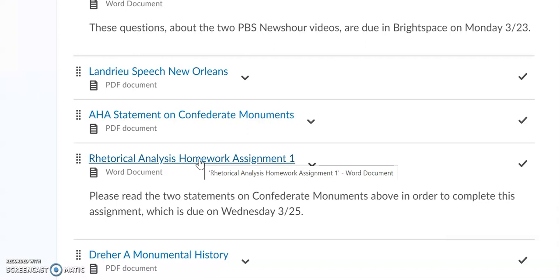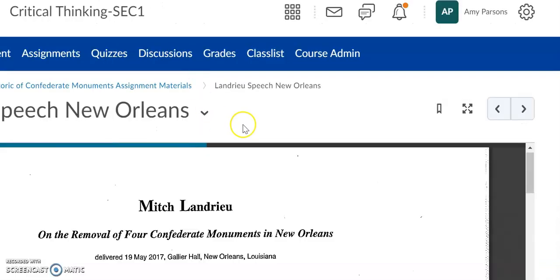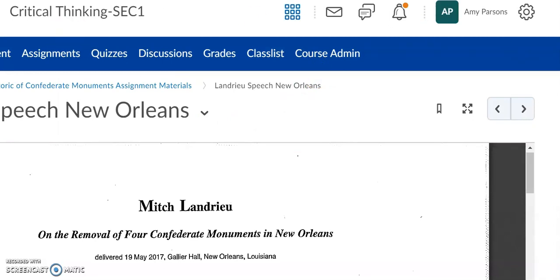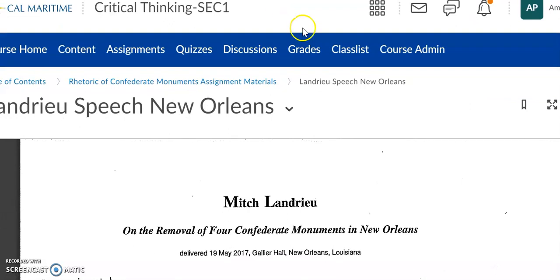In this, you will be looking for effective examples of logos, ethos, pathos, and logos in two different readings. These are those two readings right here. The first one is Mitch Landrieu's speech to the city of New Orleans. Let me tell you a few things about that. It's not the whole speech. It was too long. Let me scoot this over a touch. There I am.